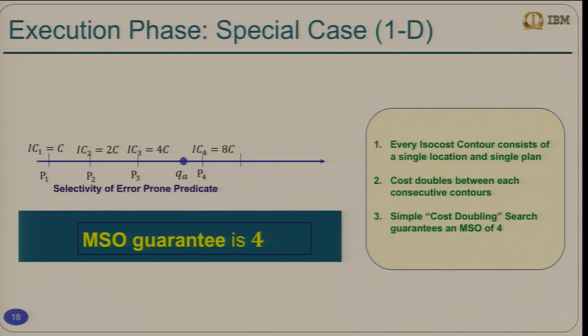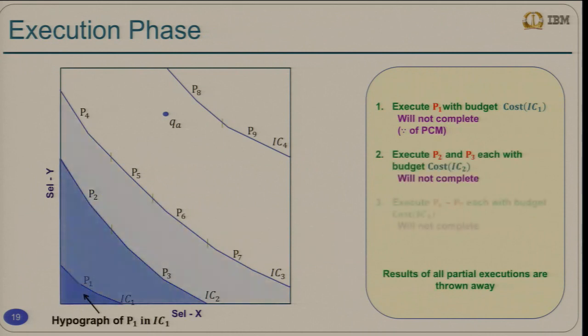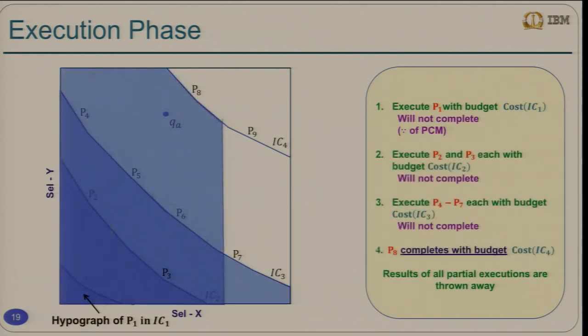So this would have anyway incurred at least 4C, and you have incurred at most 8C plus 7C, right. So this is actually what PlanBouquet did, okay. So it showed that now in D dimensions, all you do is go to every contour and execute every plan in that contour with that much amount of budget, right.